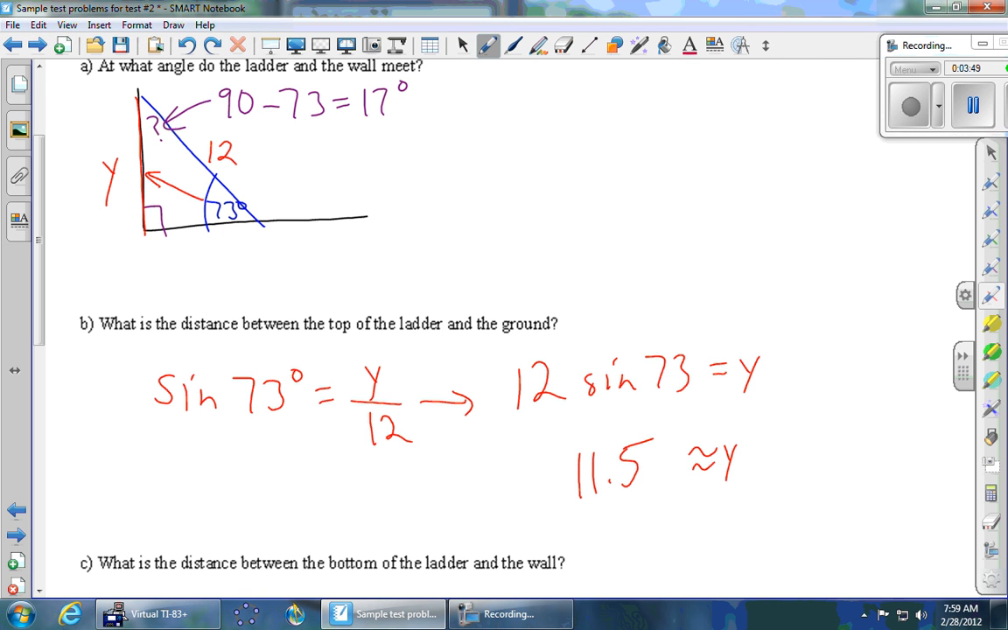So again, the moral of the story: anytime you're going to use one of those three buttons, sine, cosine, tangent, or the inverse trig buttons, first look in the mode.